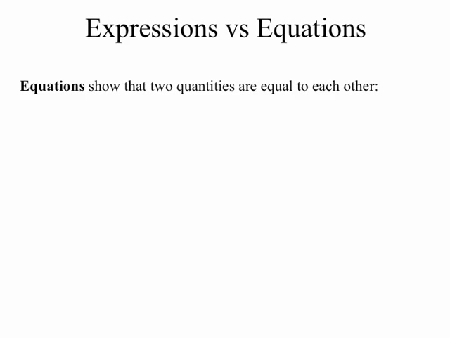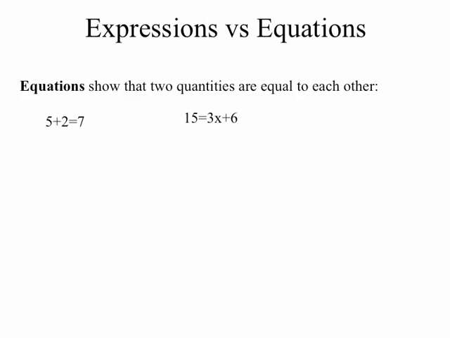This tutorial goes through sections 1.1 through 1.4 in the algebra textbook. The first topic we'll cover should be a summary of something we did in class, and that is expressions versus equations. Equations show that two things are actually equal to each other. So here's an equation, 5 plus 2 equals 7. This equation is always true.